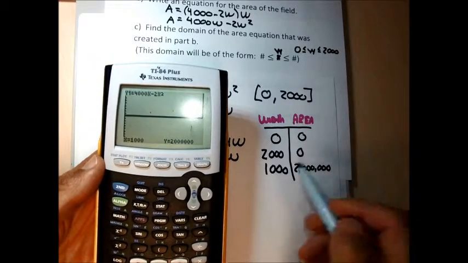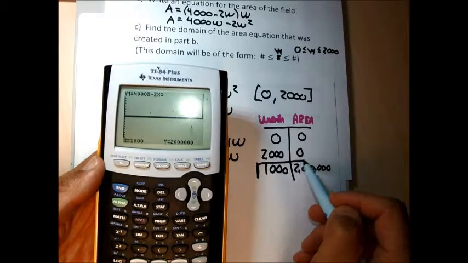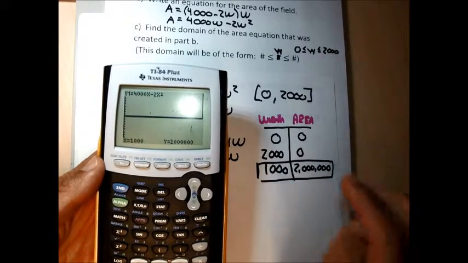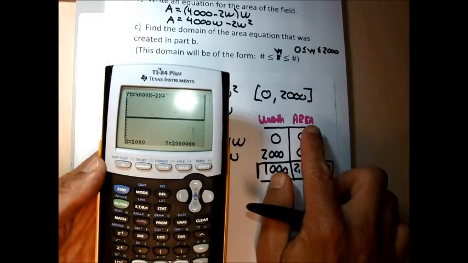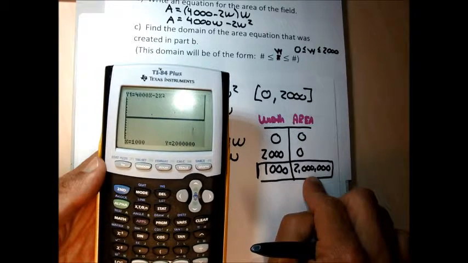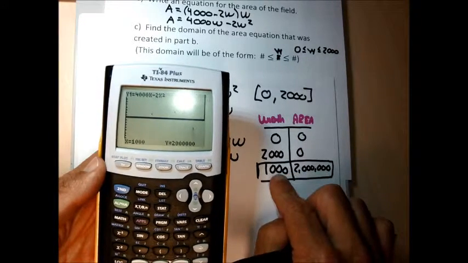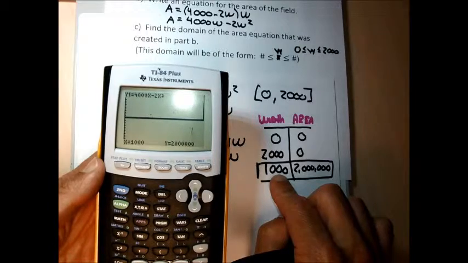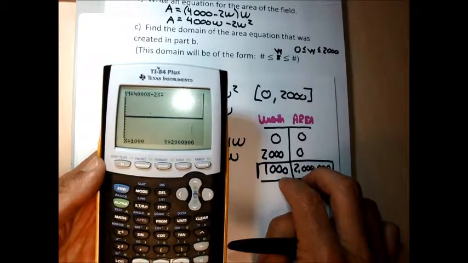So my goal is to find the maximum area, and that of course has to be at that point. So this says the maximum area that you can enclose is 2 million square meters. That happens when the width is 1000. So I have almost everything that I need.